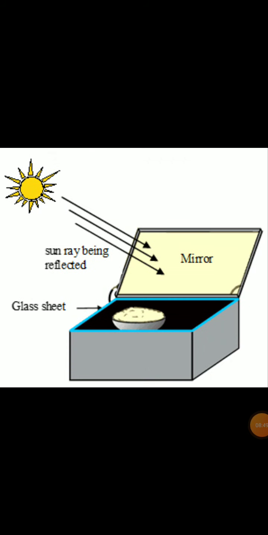Another disadvantage is the position of the mirror which reflects the sun rays. You can see in the diagram we have reflecting mirrors. So the position of the mirrors which reflect the sun rays needs to be monitored. Why? Because in whichever direction you get more sunlight, in that direction you need to keep it. So again and again you need to change the direction. So this is also a disadvantage.